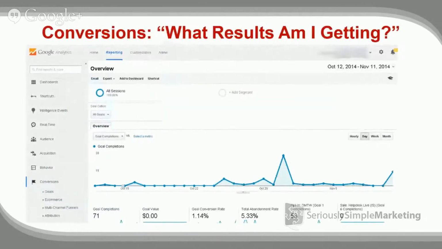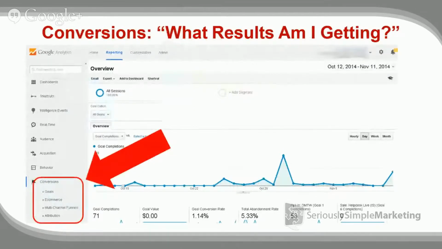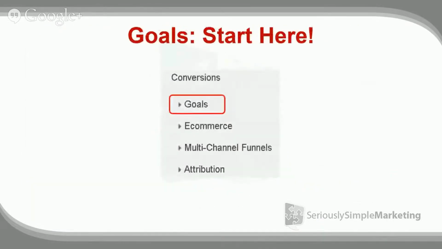Okay, so let's go ahead and talk about this. This is all about conversions, and we're talking about this section right down here. When you first come into your analytics setup, you'll go to the conversion section, and you're going to see those 4 main areas. They are goals, e-commerce, multi-channel funnels, and attribution.